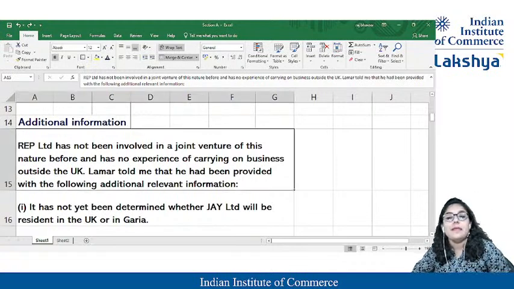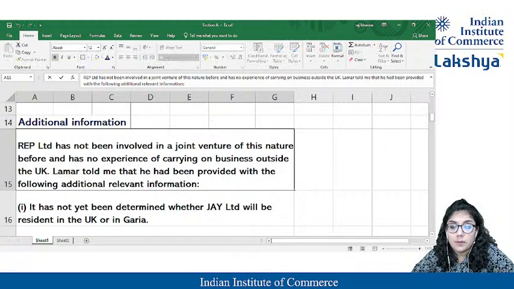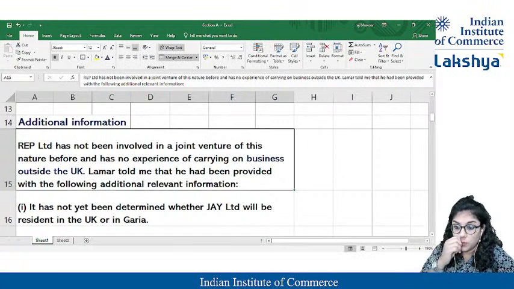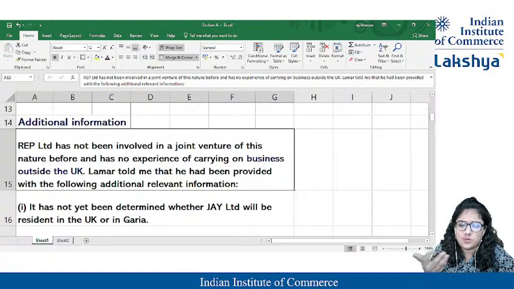Let's see. REP Limited is not involved in any joint venture of this nature and has never experienced anything like that outside the UK. Oh, outside the UK they also don't have any business. But over here, the other business Jai is in Geria, so not in their country either. So maybe they'll be having some DTAA issues. They don't know, maybe.